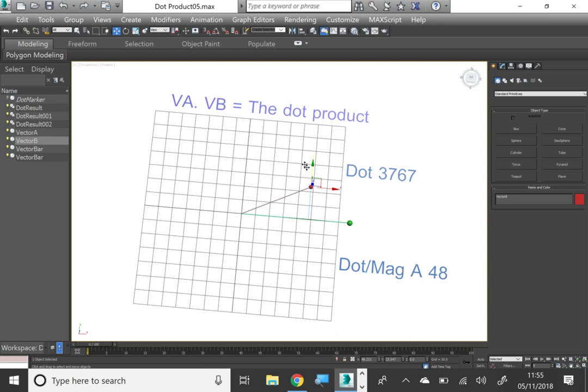And I can divide my dot by either of the magnitudes of the vector and get another number. And you just think, okay, so what is the purpose? What are we gaining from this? Why bother?